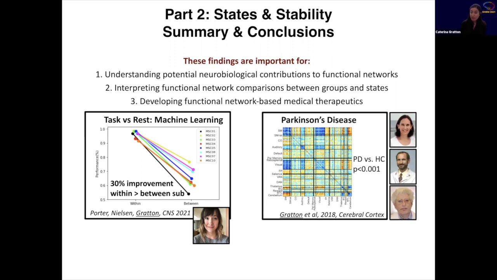I just put up that one of the domains that we've been looking at is Parkinson's disease, to try to understand the widespread network effects that occur in this disorder.